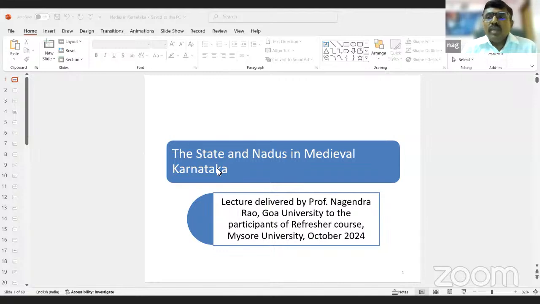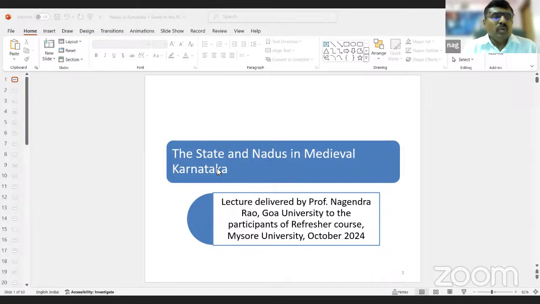Of course, we find references to Nadus in Karnataka also, and various scholars have studied them. There is a study on the Nadus, and there is a PhD thesis also on Nadus. There is also the pioneering study by G.S. Dikshit, if you are a student of Karnataka history. We find the work of Dikshit, where he discusses various aspects of the Nadus.